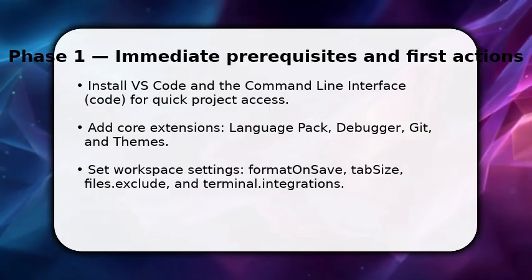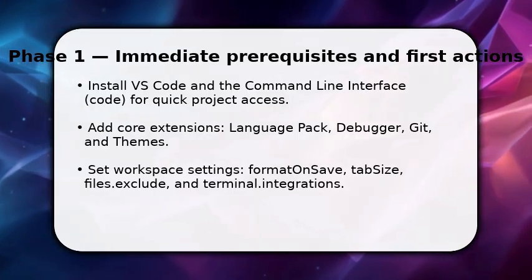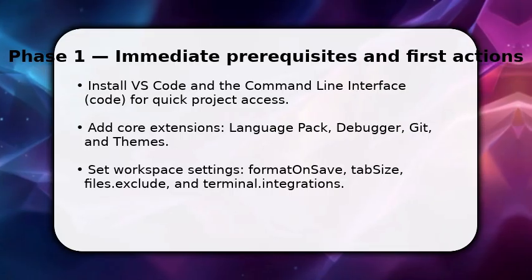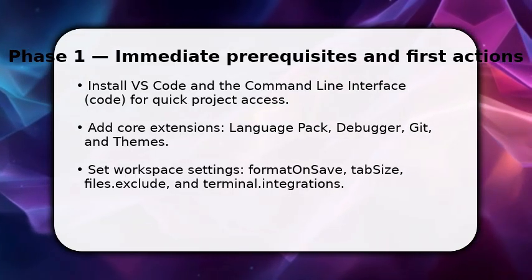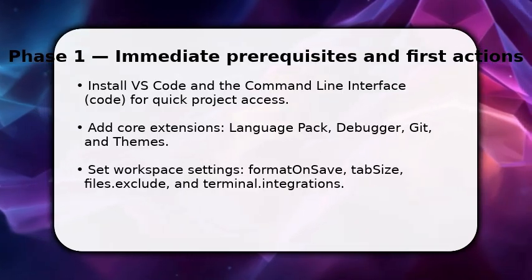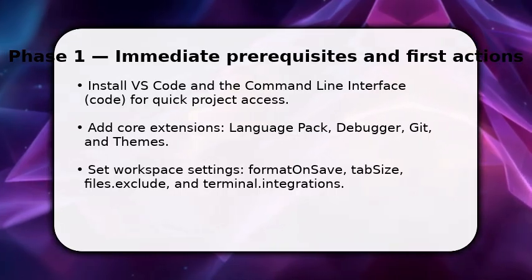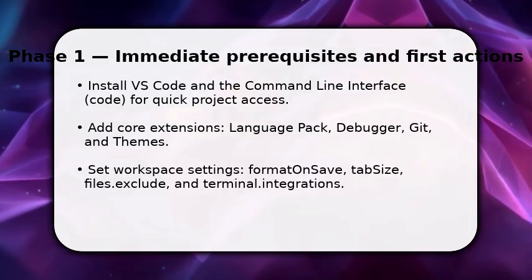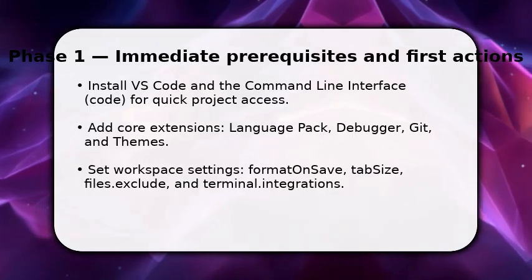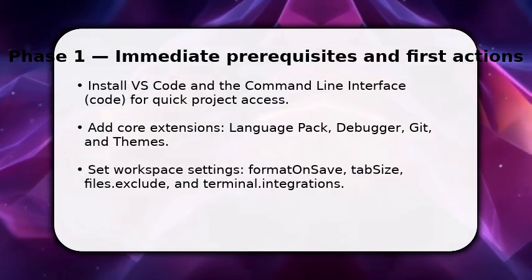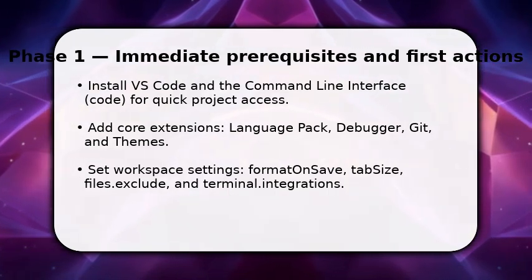You begin by installing Visual Studio Code and enabling the code command so you can open projects fast. Once done, add essential extensions, language support, debugger, and Git integration. These let you edit, run, and track changes. Make sure to set workspace settings like format on save and tab size so every language behaves predictably. Also configure the integrated terminal and file excludes. This reduces clutter. These first steps get you into a consistent, repeatable environment for any language.